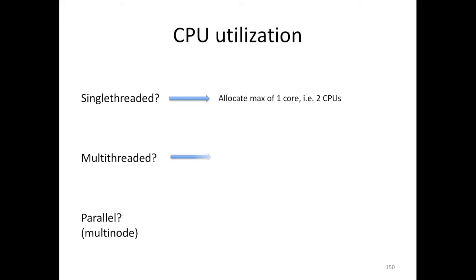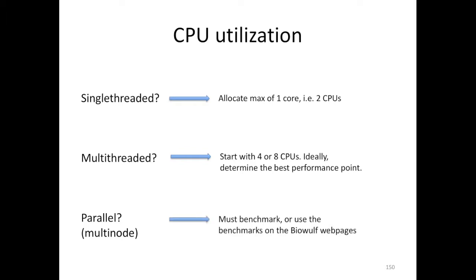For a multi-threaded program, we recommend starting with 4 or 8 CPUs. And ideally, you'd run some tests to determine the most appropriate number of CPUs. If the program runs 5% faster on 16 CPUs than on 8 CPUs, meaning you've doubled the CPU allocation but not doubled the performance, then you should submit to the 8 CPUs rather than 16. For a parallel program, benchmarking your own script is highly recommended, and this is described further in the video on parallel multi-node jobs.